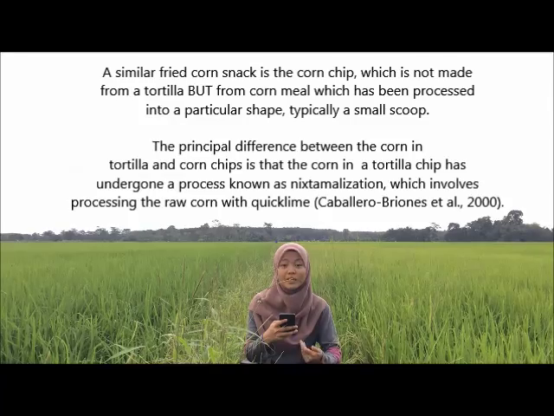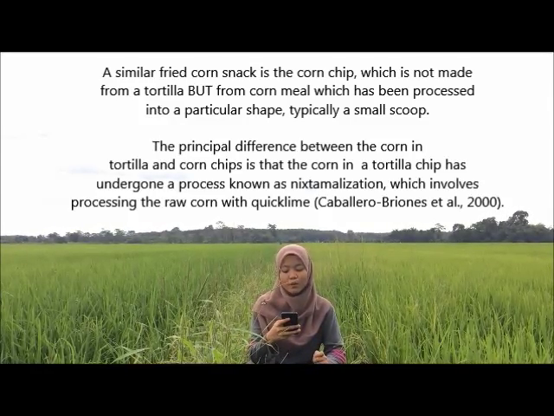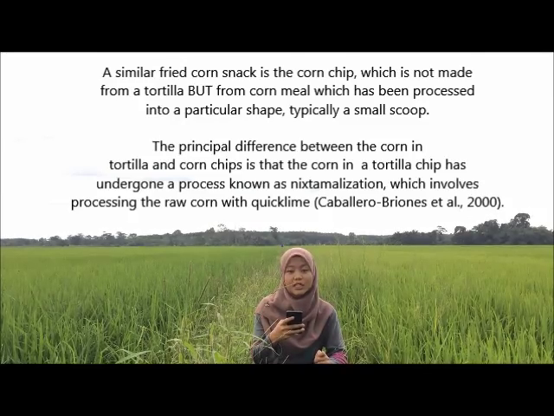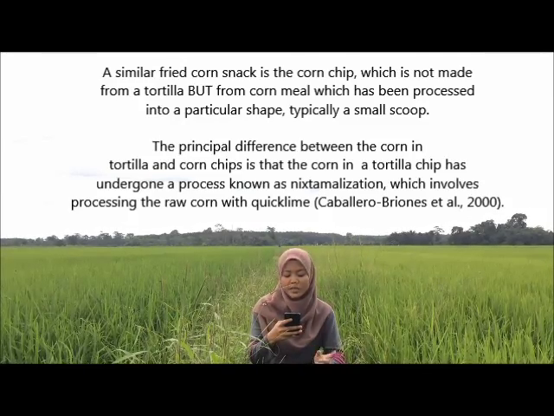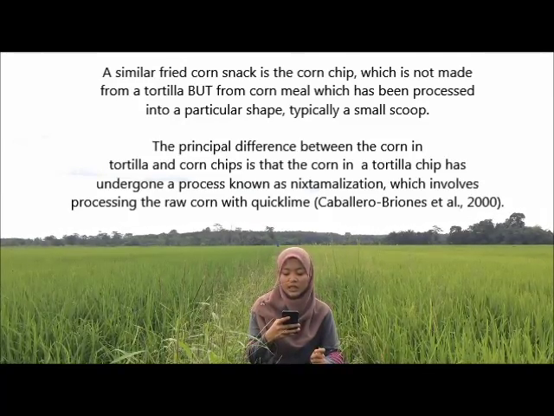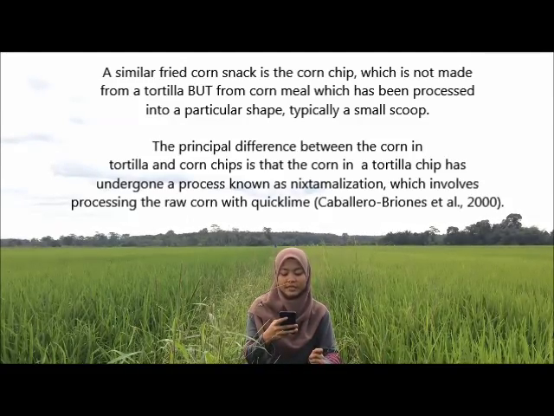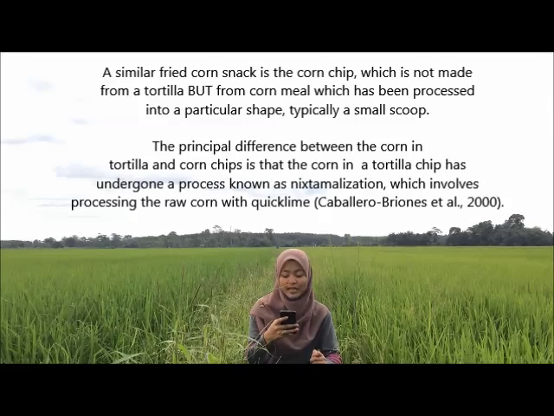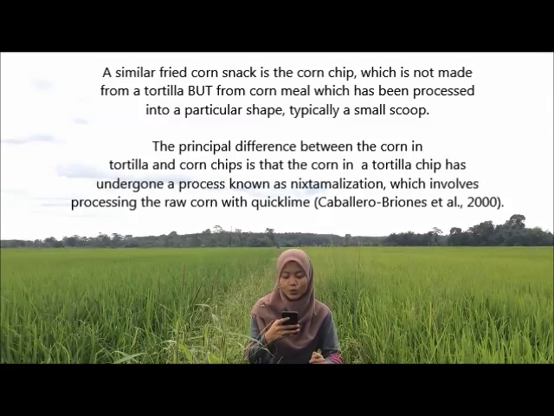So, the corn chip is a fried snack made not from a tortilla, but from corn meal which has been processed into a particular shape, typically a small scoop. The principal difference between a tortilla chip and a corn chip is that the corn in a tortilla chip has undergone a process known as nixtamalization, which involves processing the raw corn with quicklime.